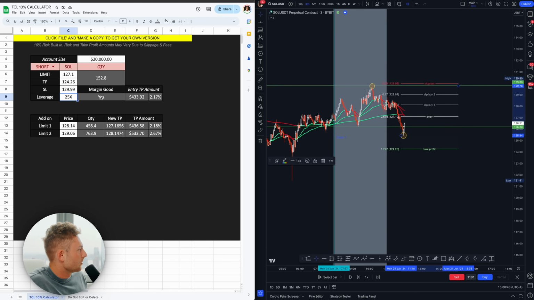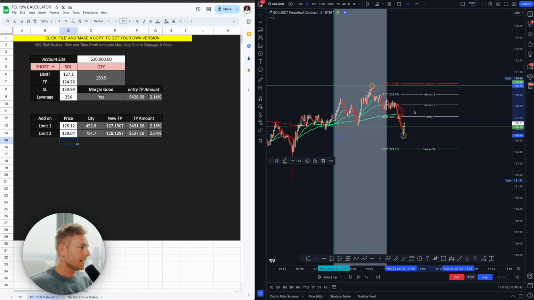Standardly, we like to keep the leverage at about 25x, but you can modify this to make sure that the margin has this yes box, so that you're not going to get liquidated on the trade. This limit one is going to be our dip by one value, 128.12, and we got 129.04 on our second dip by level. So that's going to show you your expected take profits depending on which limits are hit.